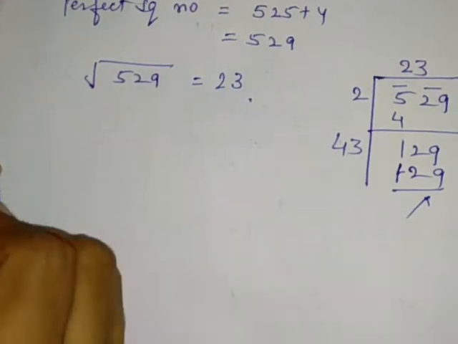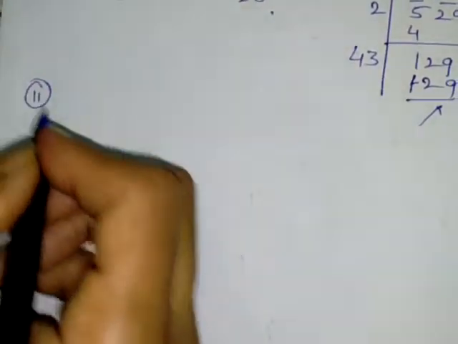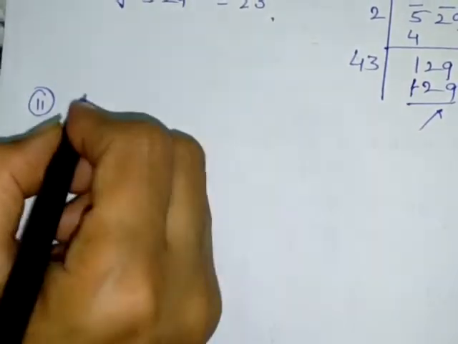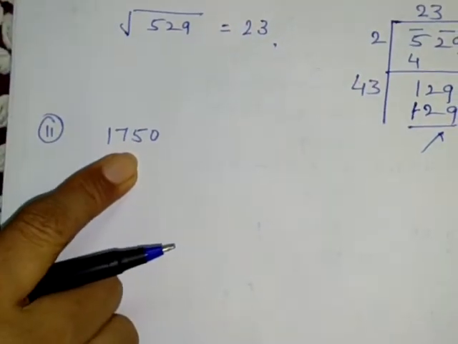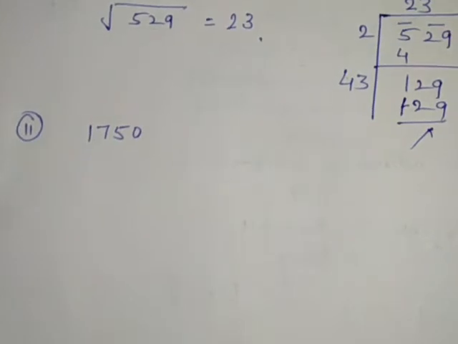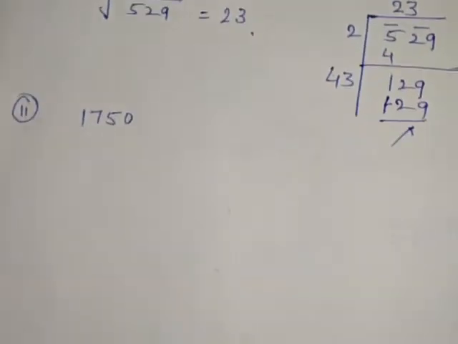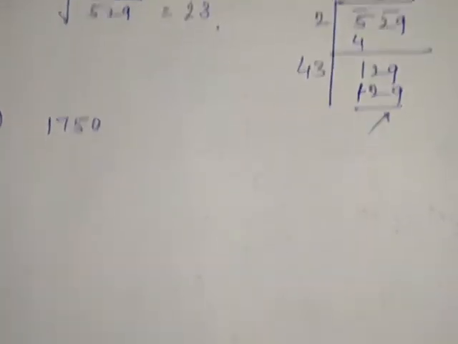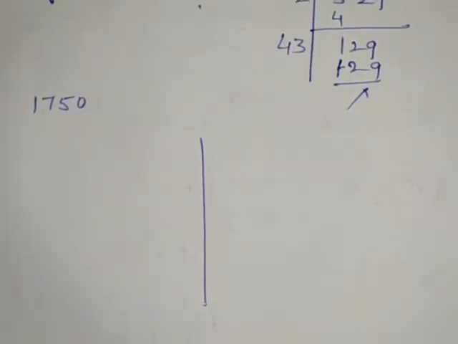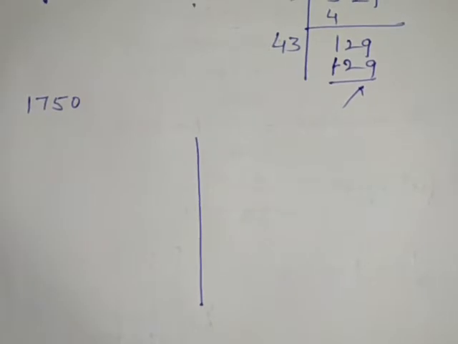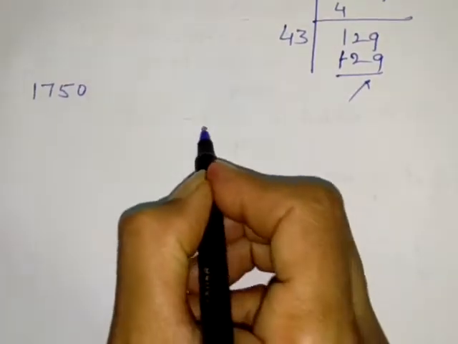I'm taking one more part, beta, second part, and the sum is, for second part I am taking 1750. What must be added to this to make it a perfect square? So now I'll do by the second method only. It's your choice, either you go by first method or second method. Both are absolutely correct.